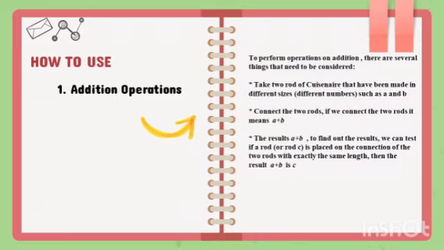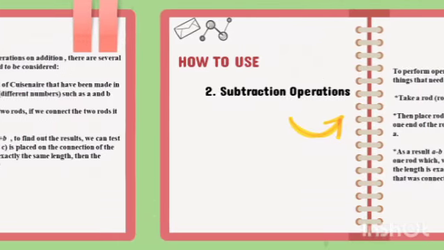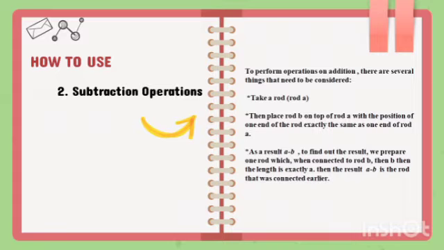To find out the result, we can test if a rod, or rod C, is placed on the connection of the two rods with exactly the same length, then the result of A plus B is C. Second, for subtraction operation. To perform subtraction, or A minus B, there are several things that need to be considered. First, take rod A.